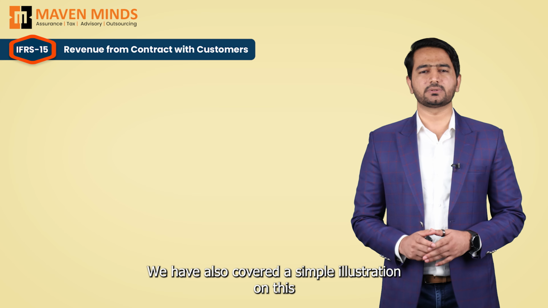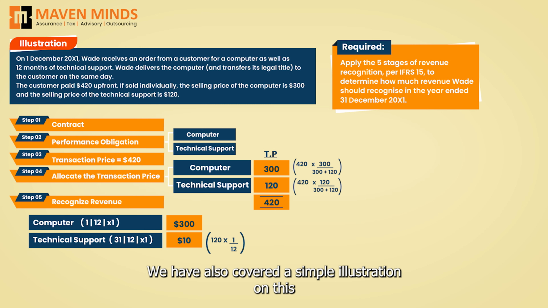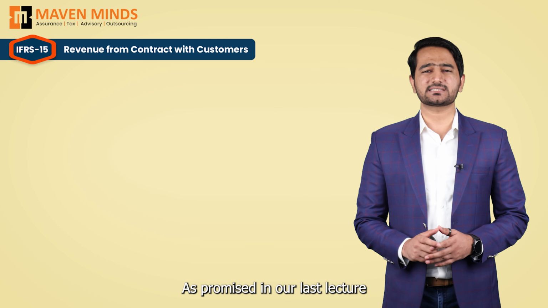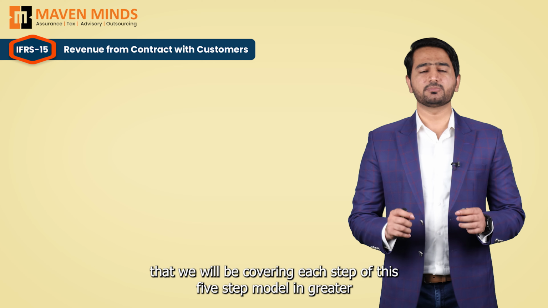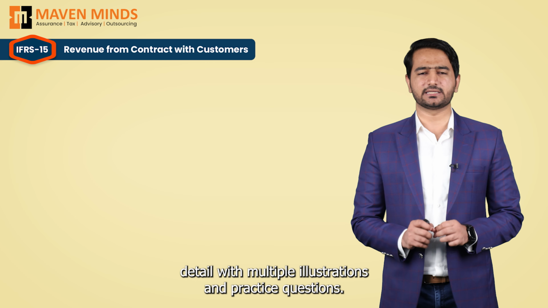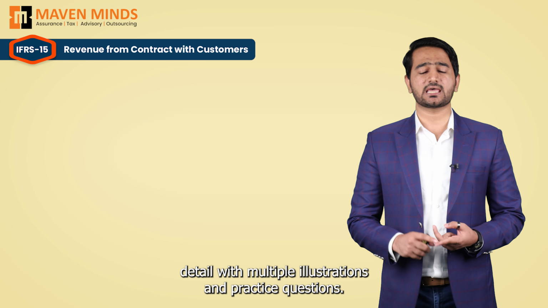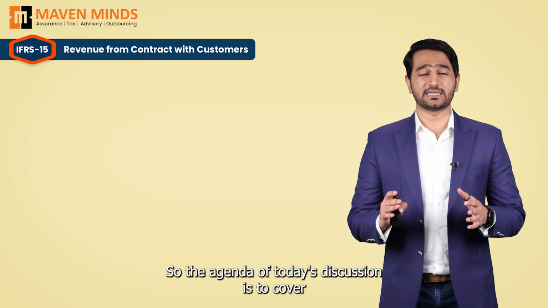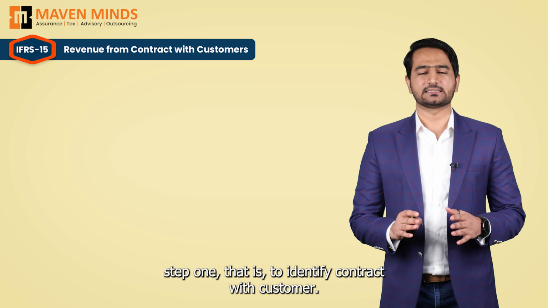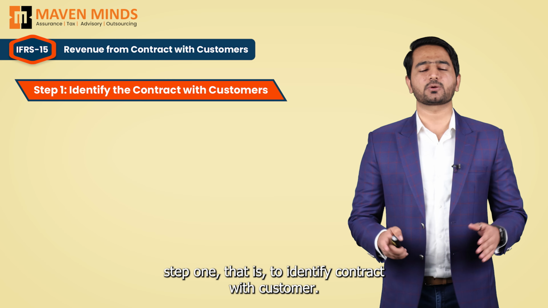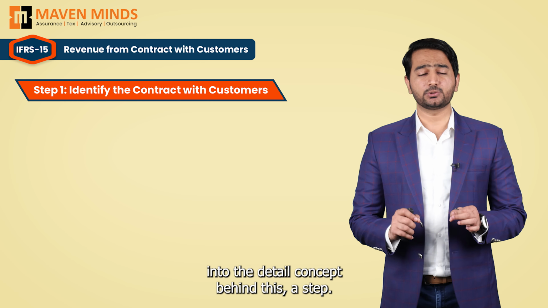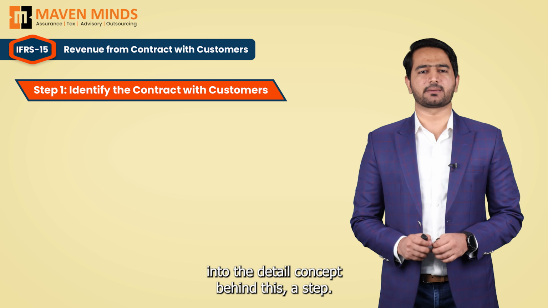We have also covered a simple illustration of this 5-step model for revenue recognition. As promised in our last lecture, we will be covering each step of this 5-step model in greater detail with multiple illustrations and practice questions. So the agenda of today's discussion is to cover step 1, that is, to identify the contract with the customer. Today, we are going to dive into the detailed concept behind this step.